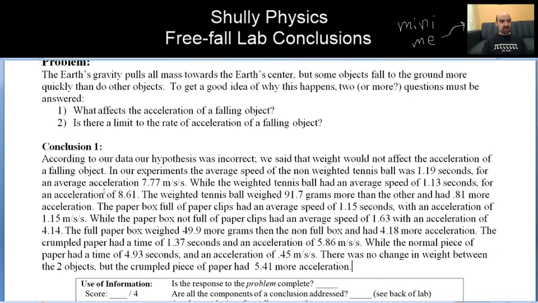Our first conclusion here: According to our data, our hypothesis was incorrect. First off, you don't need to talk about hypotheses at all. Let's get to the point. Let's answer this question. What affects the acceleration of a falling object?